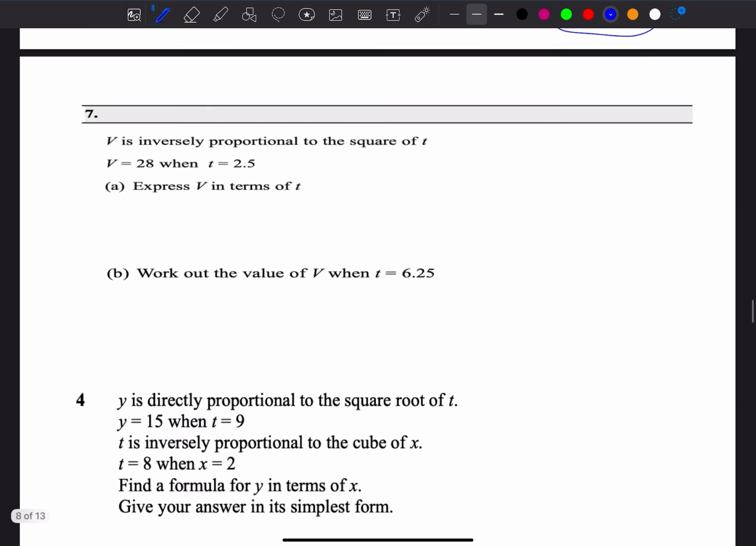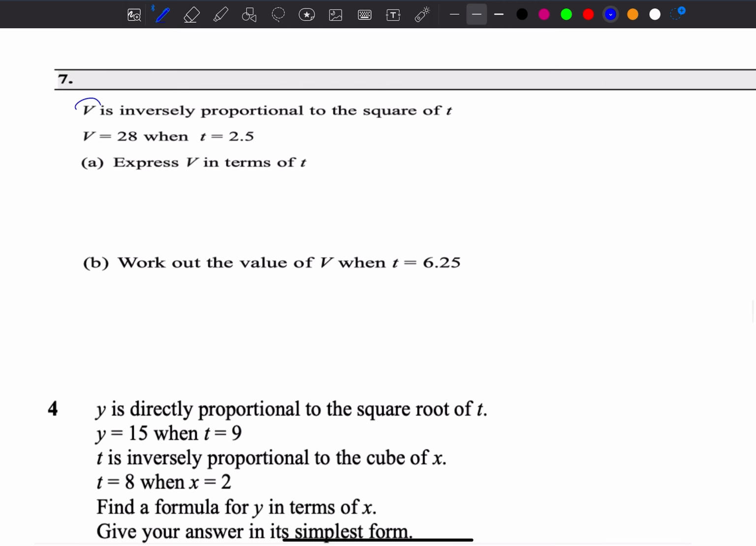Next one. Direct and inverse proportion. V is inversely proportional to the square of T, so V equals K over T squared. Make sure it's the square of T. V is 28, so 28 equals K over 2.5 squared. Just multiply it here. K is, just type in 2.5 squared times 28, which gives you 175. 175 is K.